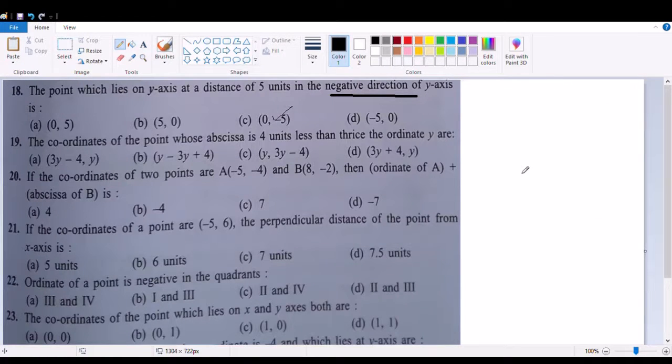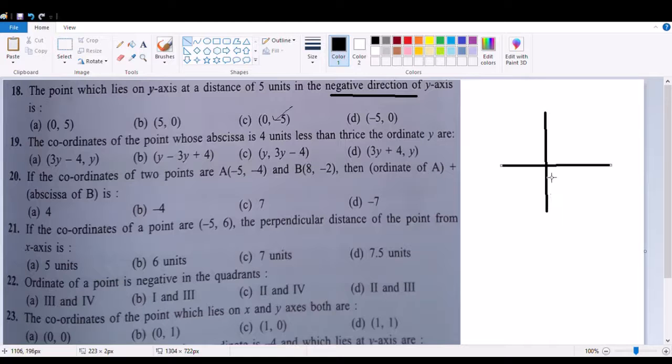The point which lies on the y-axis at a distance of 5 units in the negative direction of y-axis is. Negative direction of y-axis means, listen here, here it is y-axis and here it is x-axis. Negative direction of y-axis means this portion. So the point on this line you have to find out.